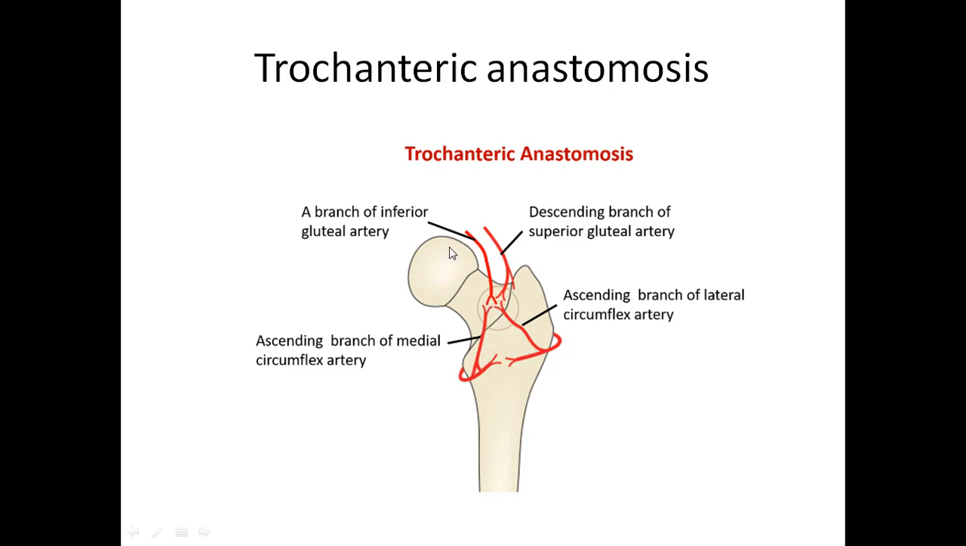Medial is this one because the head is directed medially. Ascending branch of medial circumflex, ascending branch of lateral circumflex femoral artery, and descending branches of superior gluteal and also inferior gluteal. So 2 gluteal arteries and 2 circumflex femoral arteries. Circumflex femoral arteries will be ascending branches, gluteal arteries will be descending branches. That is happening in the trochanteric fossa or the greater trochanteric area, therefore the name trochanteric anastomosis.